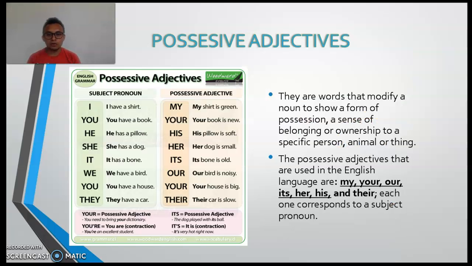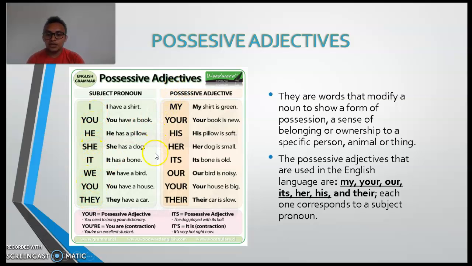Now let's go to possessive adjectives. Possessive adjectives are those words that modify a noun to show a form of possession, a sense of belonging or ownership to a specific person, animal, or thing. So right here you can see the subject pronouns that we commonly use to talk. We have the first one, I, and the rest: you, he, she, it, we, you, and they.